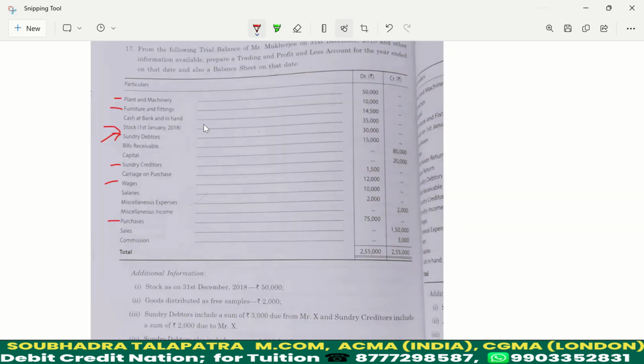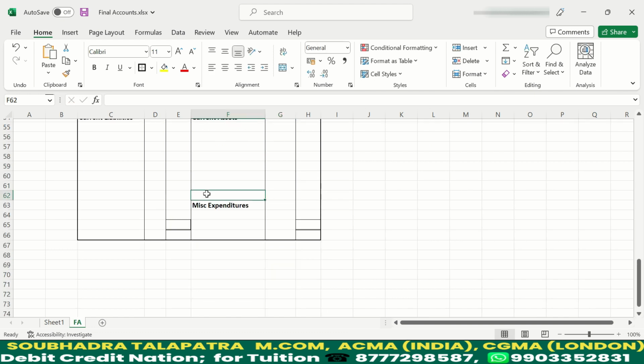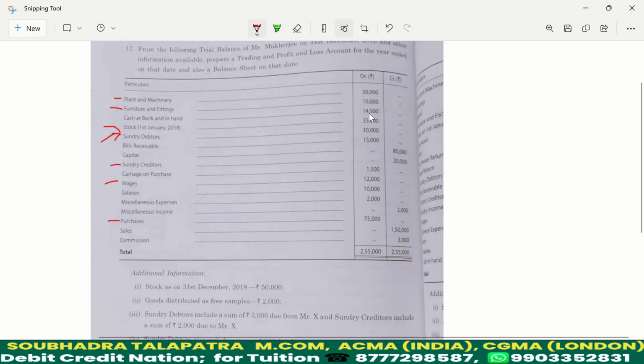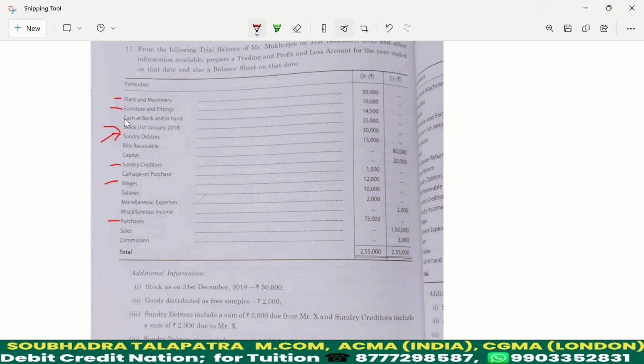Next I have cash in hand and bank. So straight away go down and add cash in hand and bank. Since it doesn't have a line item, it doesn't have a red mark, that's why this 14,500 I am putting in the outer column. All right, what's the next one? Next one is stock, this is the opening stock. Again, opening stock doesn't have a mark.